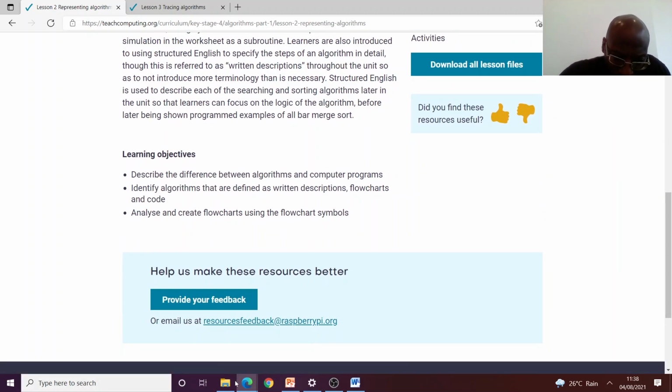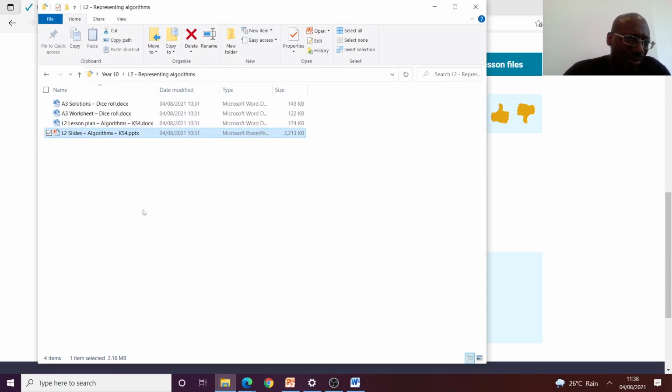Once you've downloaded these files, these 4 files will come up. It's going to be an A3 solution, an A3 worksheet, a lesson plan, and an L2 slides, which is a PowerPoint slideshow. I'm going to put this onto my site, and in the description there will be a link for each one, just in case you have problems with downloading.